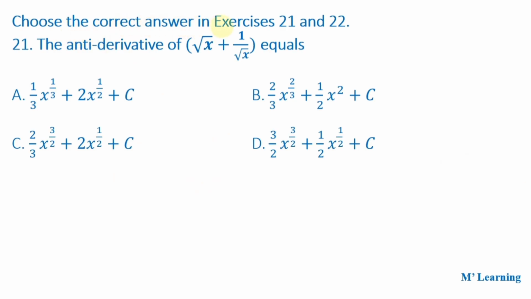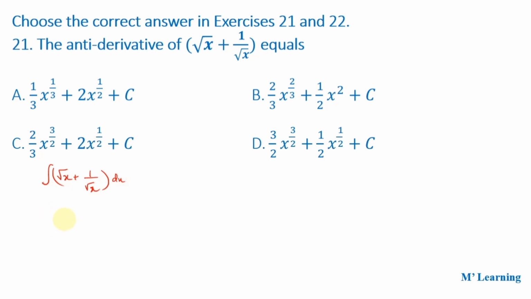Choose the correct answer in exercise 21 and 22. So basically this is a MCQ. Question number 21. The antiderivative of root x plus 1 by root x equals to what? So we have to find its antiderivative. So basically we'll just find its integration. So integration of root x plus 1 by root x हमको find करना है, वही उसका आंसर होगा.